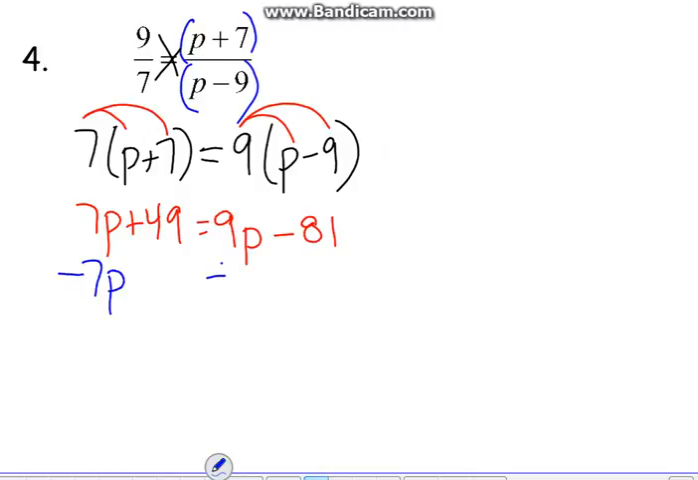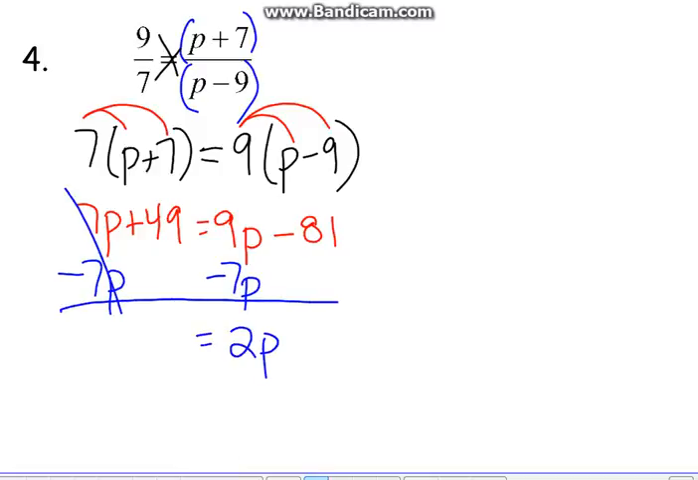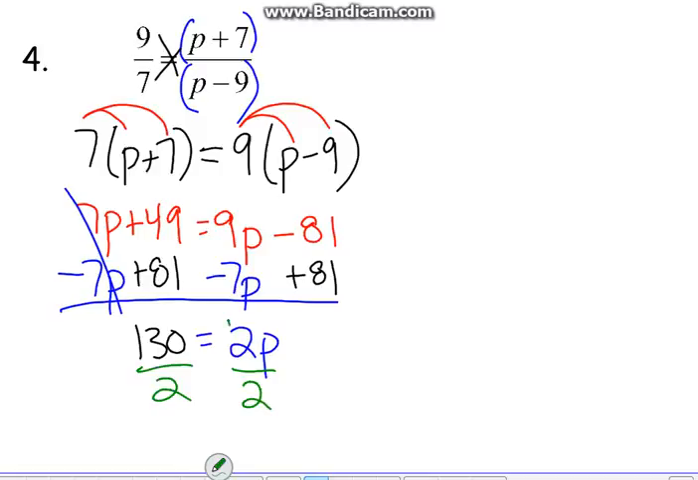Subtract 7p from both sides. The 7p's cancel out here. We're left with 2p on the right side. And in the same step, we really can move the 81. That's no problem as well. Move the 81 to the left side. And here, 49 plus 81 gives us 130. Divide both sides by 2. And we get these that cancel out, and we're going to have p equals 65. And there's our solution.